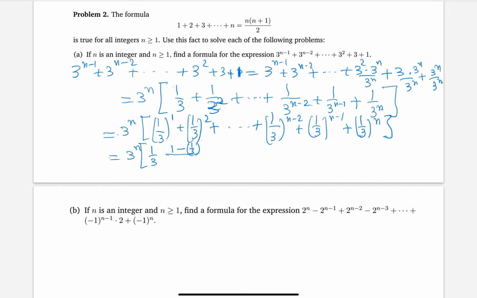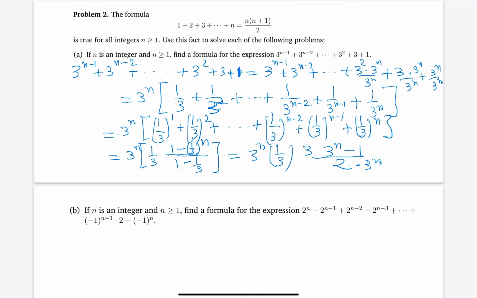So then the number of terms is n, divided by 1 minus 1 over 3. And then this one is just 3 to the n times 1 over 3. And then here you flip it on the top, and then divide it by 2 here. And then check, you will get 3 to the n minus 1. I just do it directly, and then times 3 to the n.